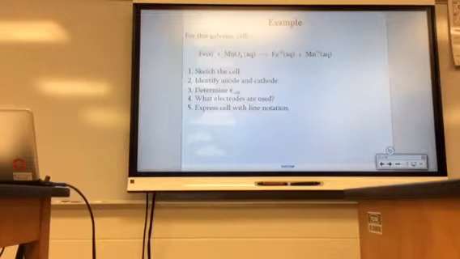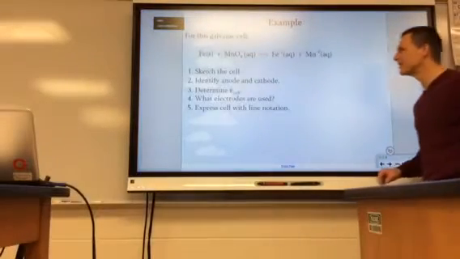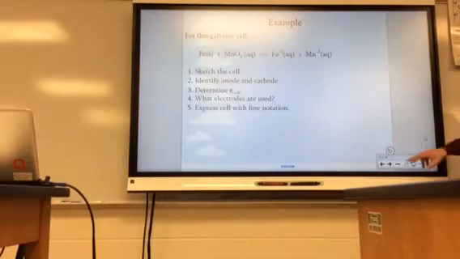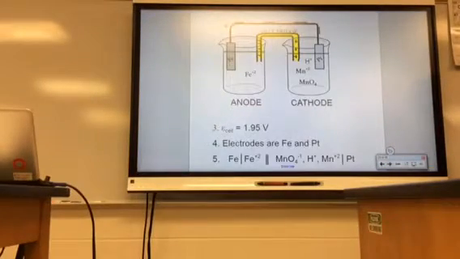Turn the page and take a look at what the solution is. Here's our sketch.